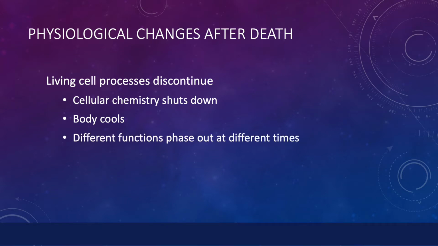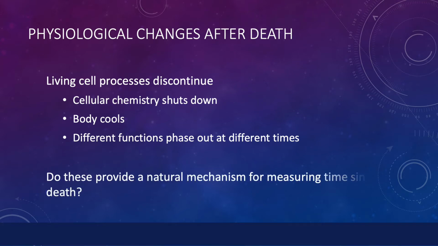As the body cools and the cellular functions break down, different functions phase out. In fact, the organs of the body tend to discontinue their operation at different times. So it's not like you die all at once, but you die in phases, you die in stages. And the question that we want to ask is, do these stages provide us with a mechanism for measuring how long it has been since a body died, if no one was there to observe it when it happened?